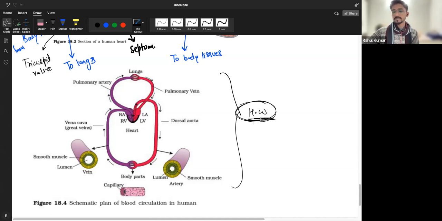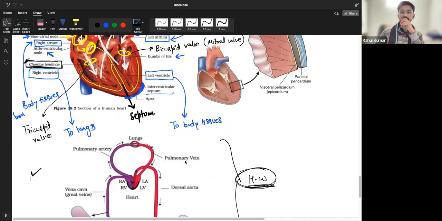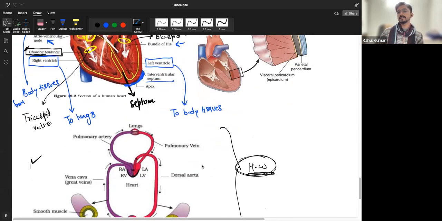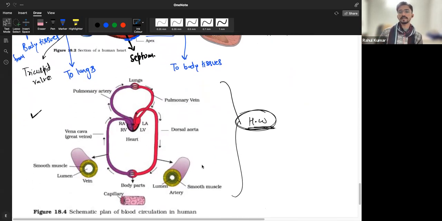So this is known as a dual circulation, a double circulation that is happening, and the ECG. So please read about this part from NCERT, which we just discussed today. I showed you, I explained you. In the next class, I'll tell you about different layers of the heart. Then we'll go to double circulation, and in the end, we will study the ECG, electrocardiogram.